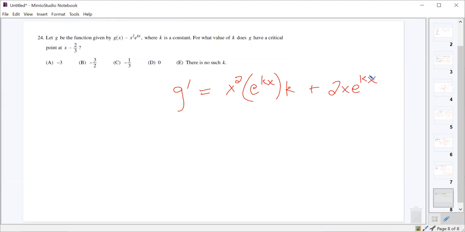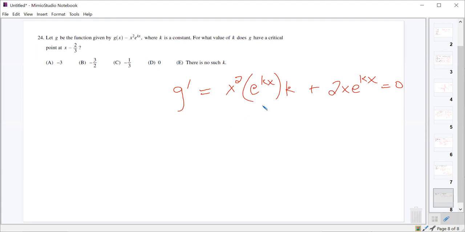And we want g to have a critical point when x is 2/3. So probably the easiest way to do this here, well, we just need to plug in 2/3 for x and solve for k.